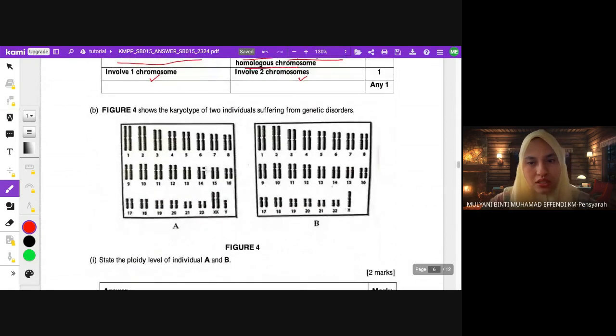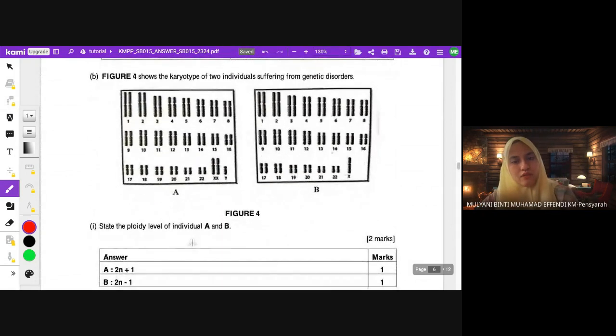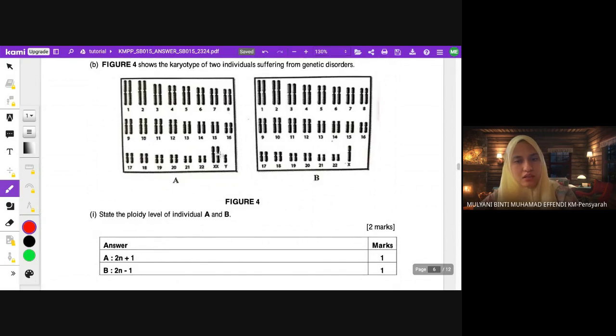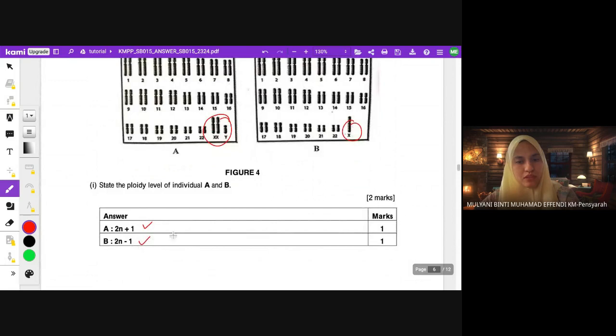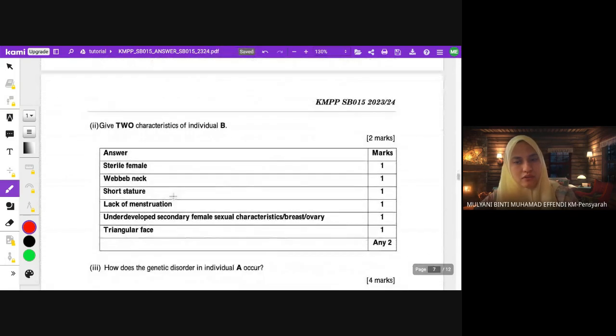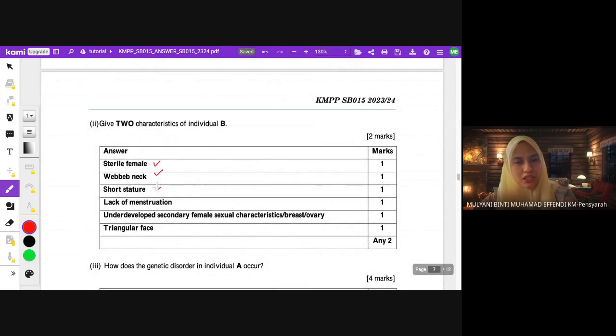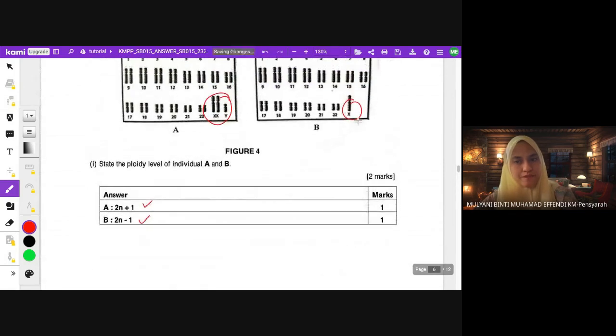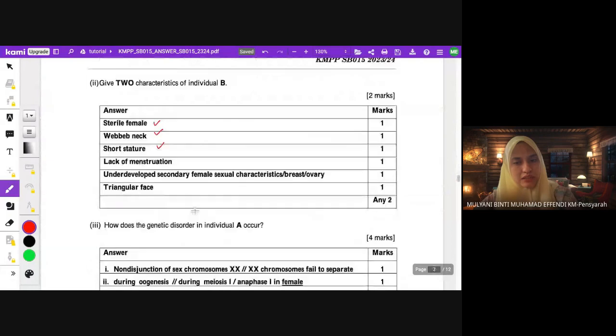Okay. So next question dia tanya, state the ploidy level of the individual A. So A adalah, kalau kamu nampak kat sini, extra chromosome ini. Ini pula less chromosome ini. Okay. So ini jawapan dia, ploidy level. And then give two characteristics of individual B. So ini dia punya ciri-ciri untuk individu B di mana dia ada XO, Turner lah, Turner.